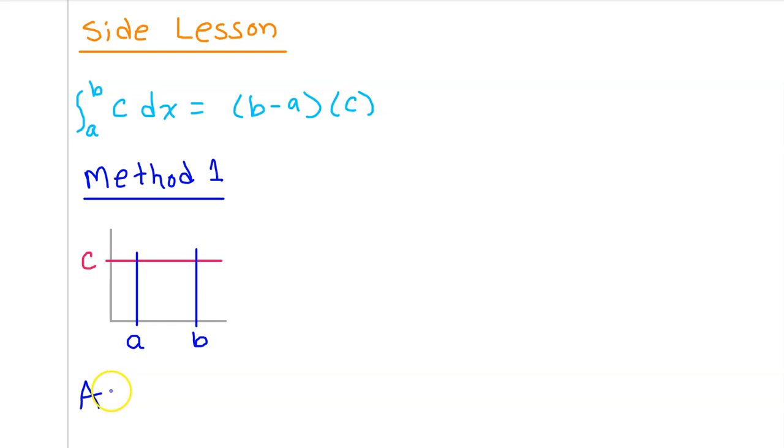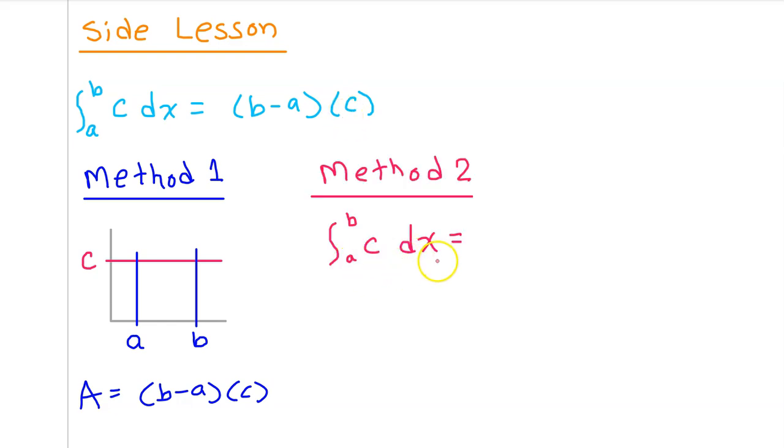We know the area of a rectangle is base times height. The base of the rectangle will be b minus a, the width of this interval. And then the height of the rectangle will be the value of c. So that's one way to understand where the shortcut is coming from. The other way to understand is to go ahead and take the definite integral of the constant. We know that the antiderivative of, let's say, 5 would be 5x. The antiderivative of c will be cx.